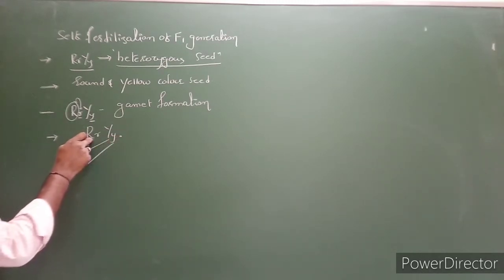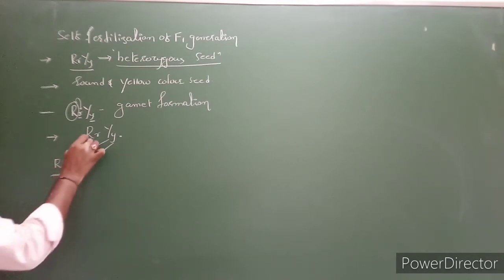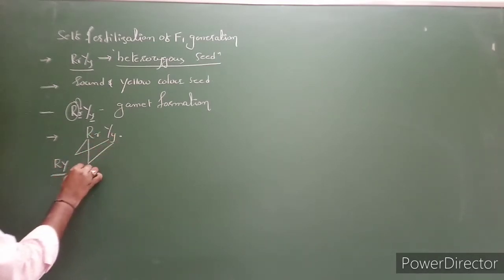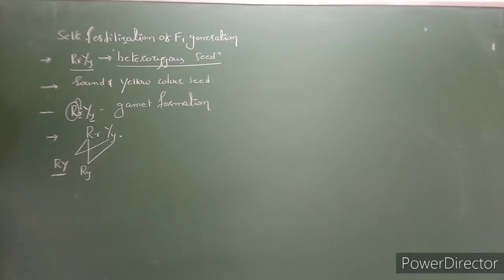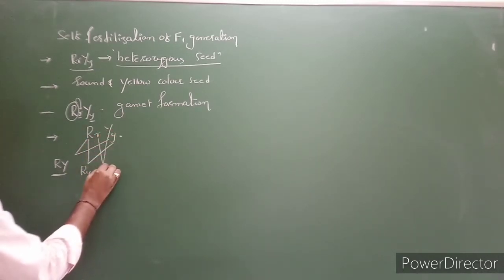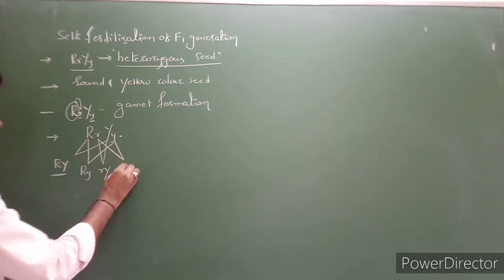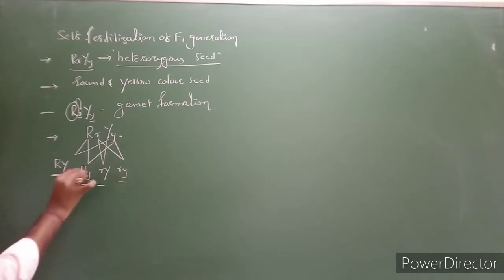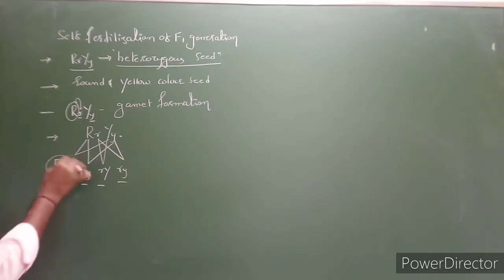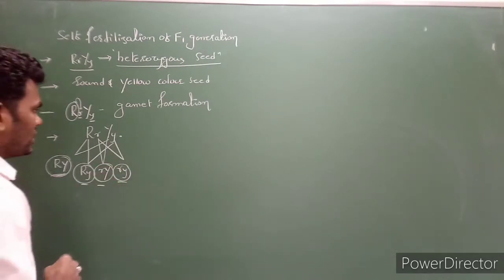Just write it: capital R, capital Y, one gamete; capital R, small y, one gamete; next, small r, capital Y; small r, small y. So this is actually a very simple formation of gametes. Okay. Next, one more method is there.